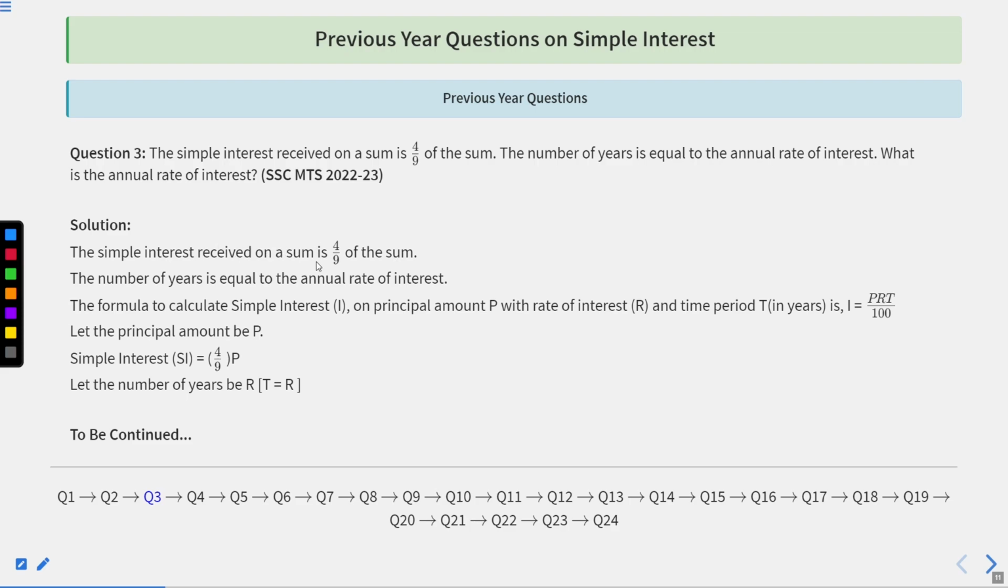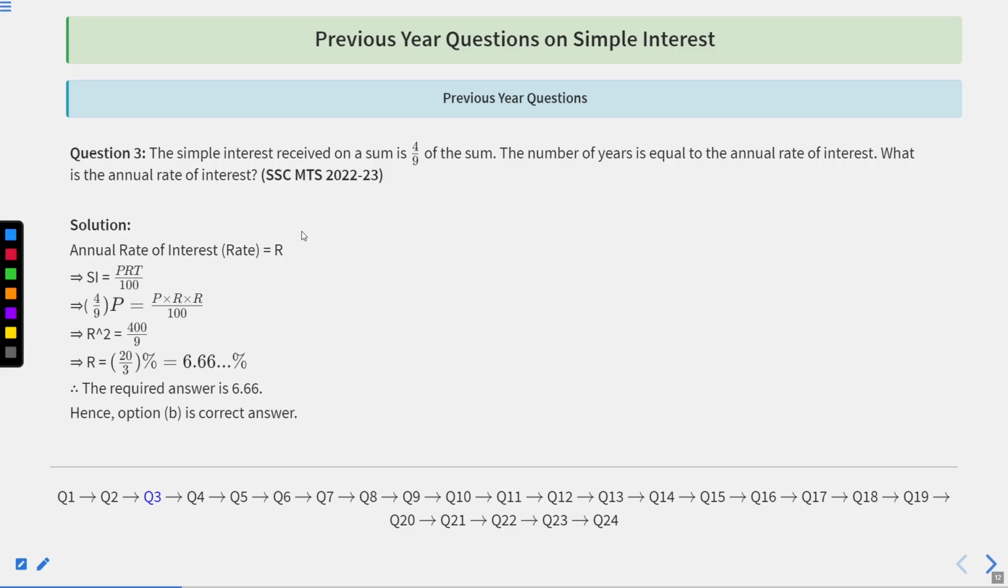The simple interest received on a sum is 4 upon 9 of the sum, and the number of years is equal to the annual rate of interest. The formula to calculate simple interest I on the principal amount P with the rate of interest R and the time period T in years is I equal to PRT upon 100. So let the principal amount be P and the simple interest will be equal to 4 upon 9 P. This is given in the question. Let the annual rate of interest be R, and it is given that T equal to R.